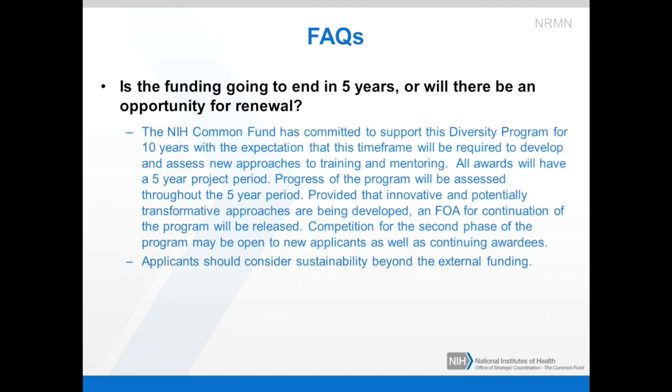Does the NRMN use the 8% F&A rate used for institutional training grants? No, the network uses the negotiated F&A rate for that particular institution and the collaborating institutions.